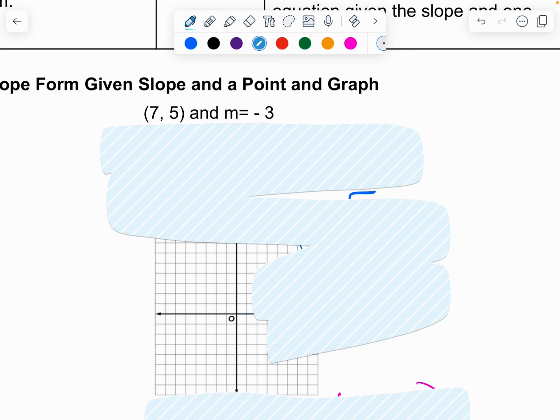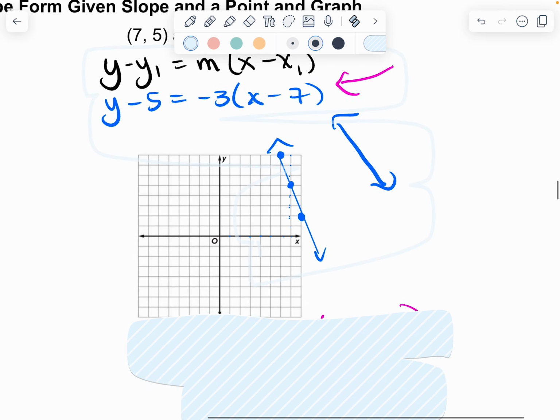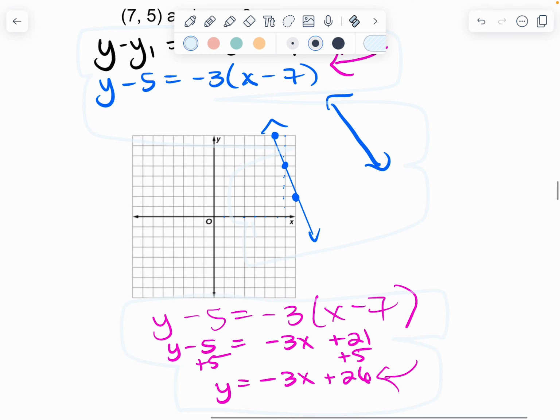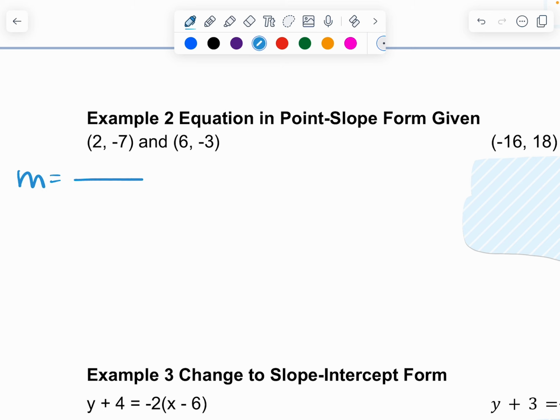Okay, so let's look at what it is. There we go. We put it into point slope. We graphed it. And there we put it into slope-intercept form. Okay, next. This time we've been given 2 points, but we have not been given the slope. So the first thing I have to do is find the slope.